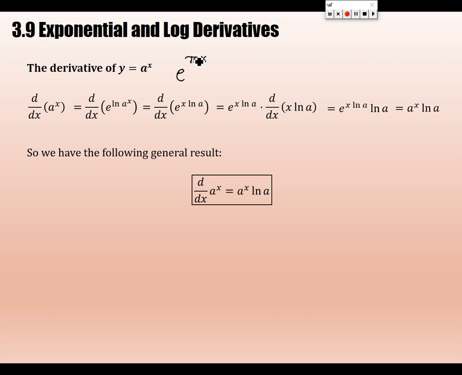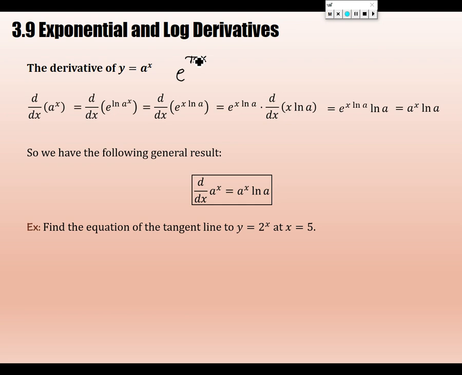Now, stay with me. If a happens to be e, then what do we get here? What's the derivative of e to the x? Well, it's e to the x times ln e, which is 1, right? So this works even in the e to the x case. In fact, you could use this formula only, but e to the x is so ubiquitous it's definitely worth a box.